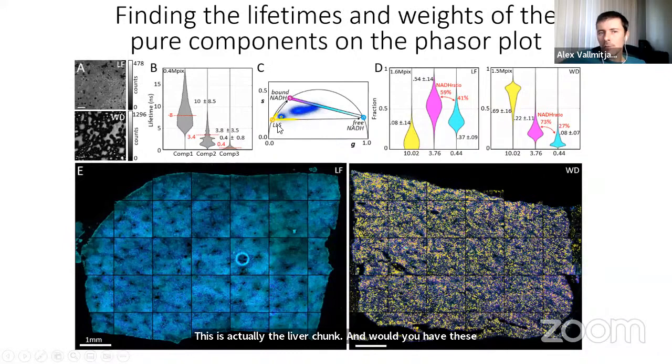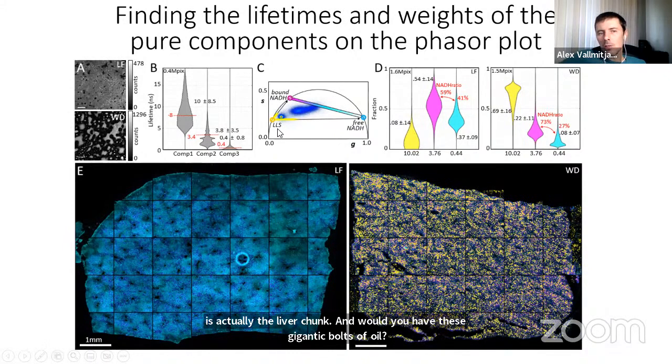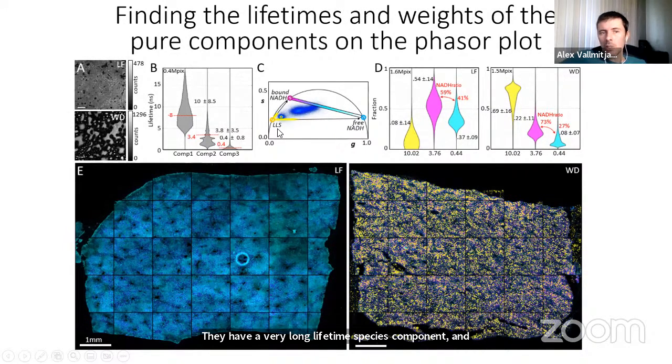They have a very long lifetime species component, and we showed that using our method, we obtained the same results as using traditional phasor analysis, and we obtained the proportion of the non-fat component. So we kind of unmixed the fat component to obtain the proportion of the other two, which are present there. Then if you map to the original image, you see this, we painted in yellow, this long lifetime species corresponds to all the fat here.